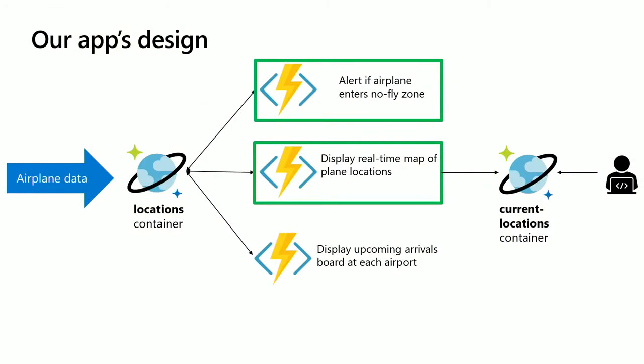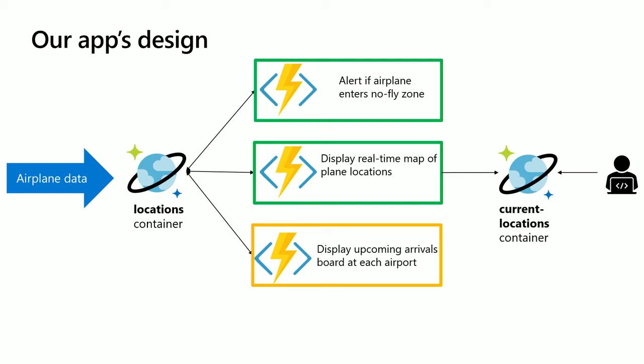So 2 down, 1 to go. We built out 2 of the microservices for our application. We send alerts if an airplane enters a no-fly zone. And we also display a real-time materialized view of a different airplane's location that we call into with a web app.